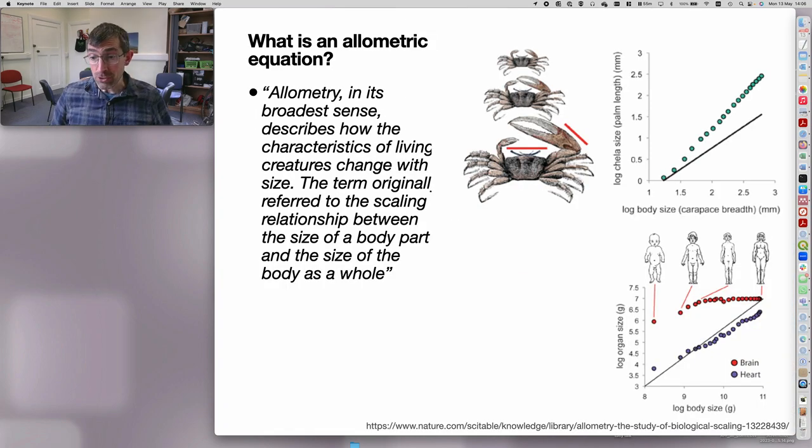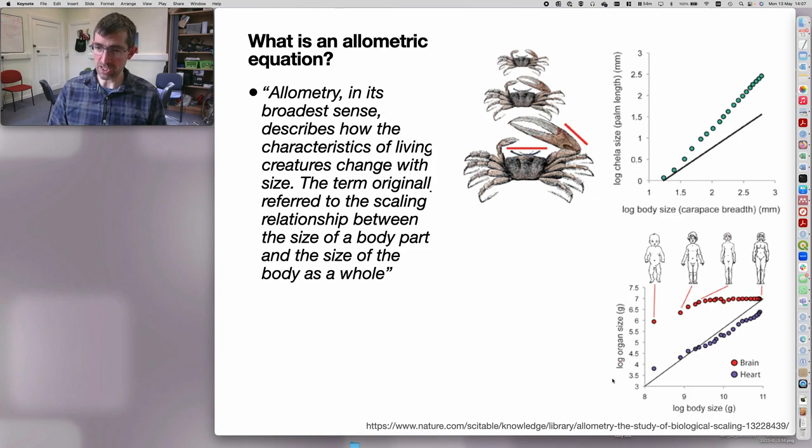So what is an allometric equation? Well, here's the introduction that Nature provides, that link down there. Allometry in the broadest sense describes how one characteristic of a living creature changes with size. And it used to always refer to how one part of the organism was related to the size of another part. So the palm of this crab to its shell width has a very nice relationship, and often allometric relationships are on a log scale, so look out for that. And often when you put them on a log scale, you get a straight line.